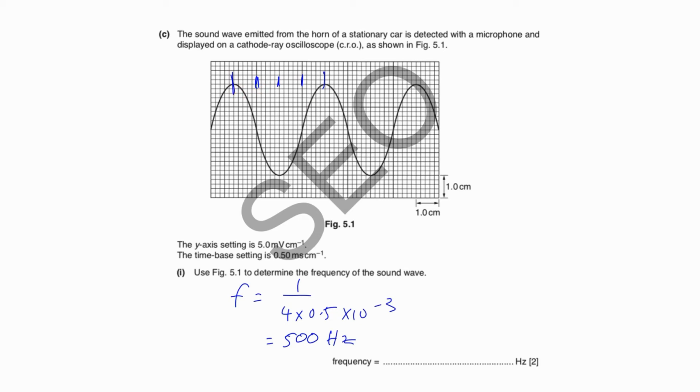So if you remember, one of these boxes here, which is this one, is 1 centimeter. So there are basically 4 centimeters here. So the total time will be 4 centimeters, which is from here to here, multiplied by your time base, 0.5 millisecond per centimeter. Then 1 over that, you will get your frequency.